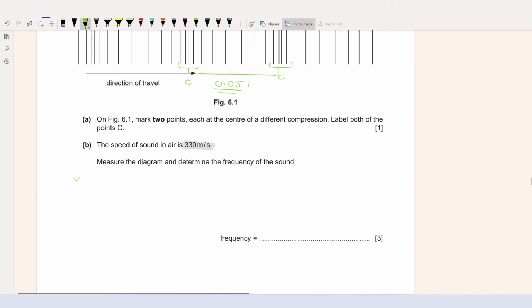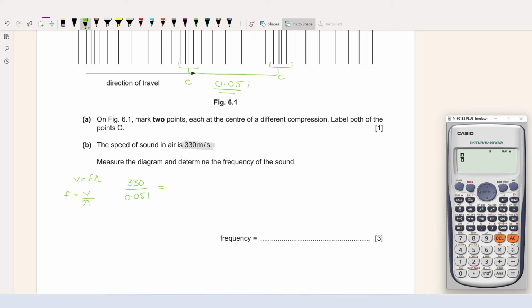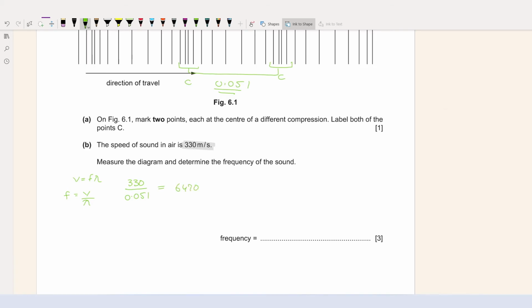Now we use the formula v equals f lambda and we find the frequency. We're given v, which is 330 meters per second, and divide it by our measurement, which is 0.051. We put this in our calculator, which will give us 6470, which is approximately equal to 6500. And don't forget the units, which is hertz.